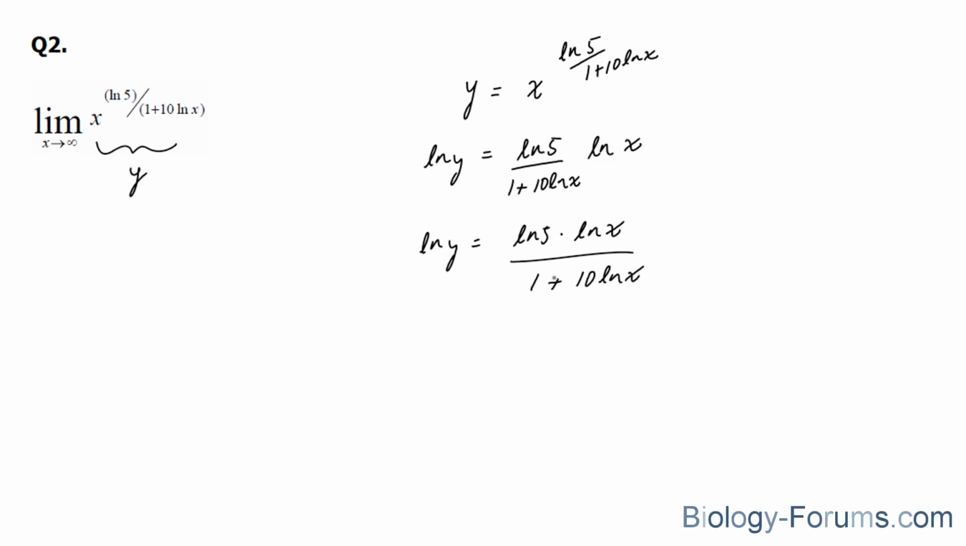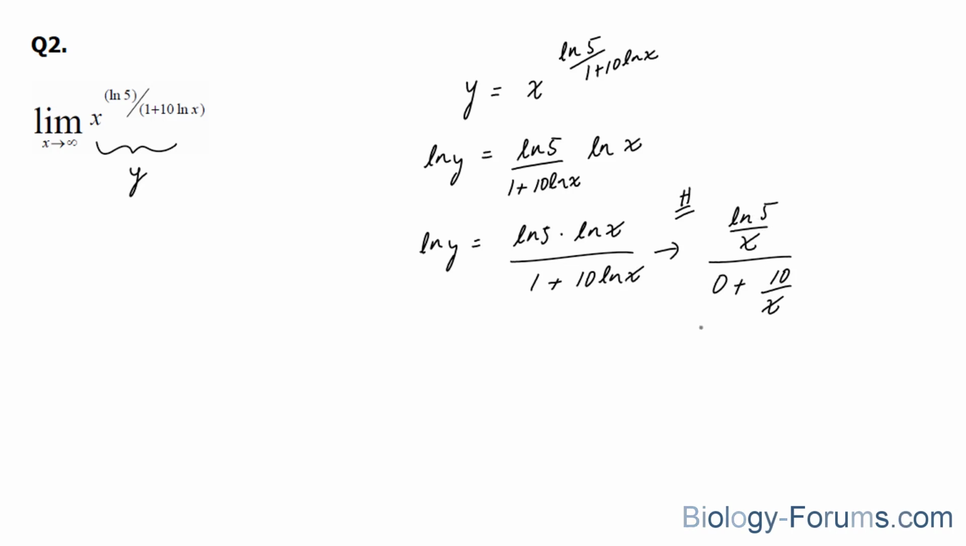Now, if we use L'Hopital's rule, we would end up with the following. At the top, we would get ln 5 over x, and the reason for that is you have to consider ln 5 as a constant. That's a number, right? And the derivative of ln x is 1 over x, so the ln 5 would simply go on the top. On the bottom, the derivative of 1 is equal to 0. Just to signify that we're using L'Hopital's rule, we'll write down an h. And the derivative of 10 times ln x is equal to 10 over x.